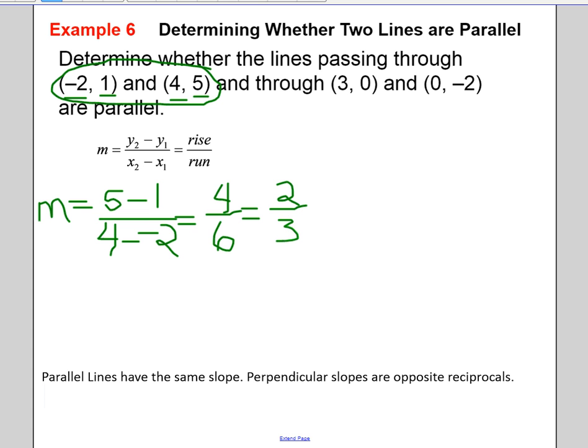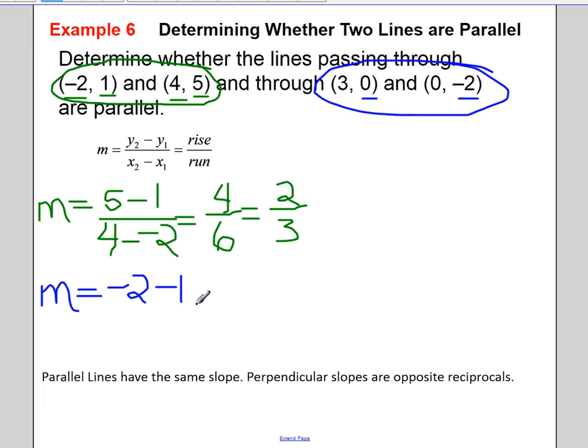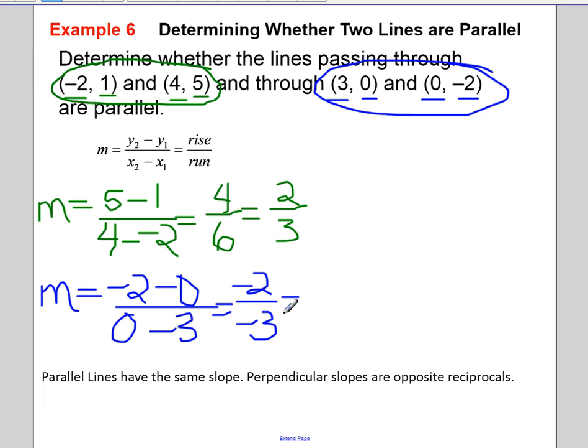So let's find the slope of the line that goes through those two points. Our slope formula, again, is y2 minus y sub 1 over x sub 2 minus x sub 1. In this case we get -2 in the numerator over -3, and that simplifies to 2/3. Now since the slopes are the same, this has a slope of 2/3, this has a slope of 2/3, so we can say yes, the lines are parallel.